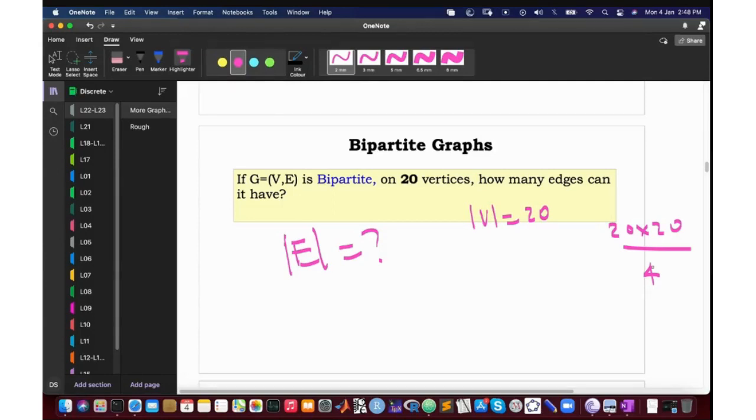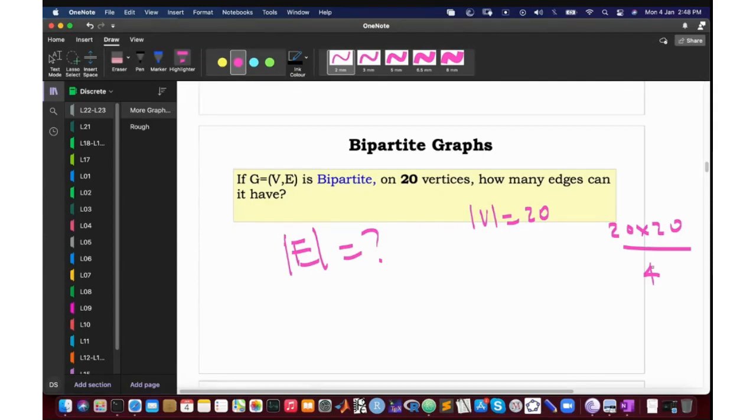What two sets? Two different sets which are independent. Okay. So the thing is, maybe you are correct. Okay, maybe you're correct, but I'm not very sure.